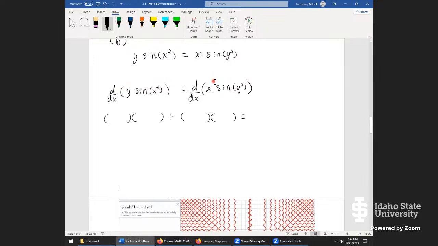Same issue over here. We have a function x multiplying sine y squared. So we need to set up a product rule here. And let me try one more time with my parentheses. It doesn't look like that's going to fit with my strategy. So one more attempt.